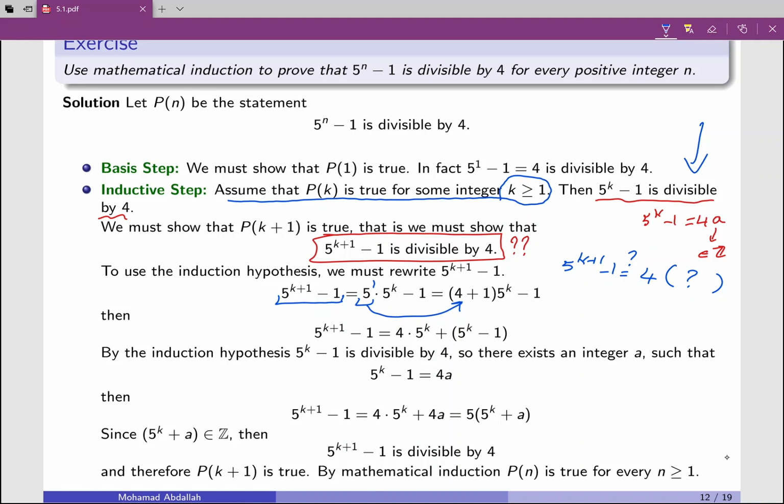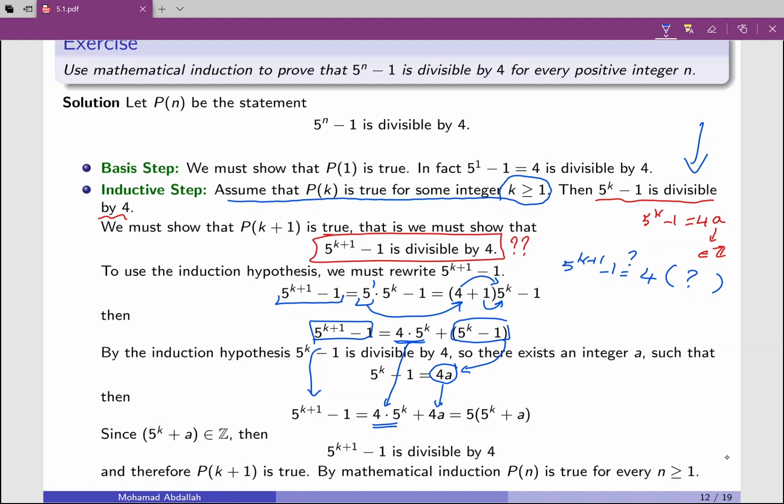Why is this helpful? Now expand. 4 times 5 to the power k is 4 times 5 to the power k, as you can see here. Now 1 times 5 to the power k is 5 to the power k, and so I was able to get that form, 5 to the power k minus 1. And this is 4a. So 5 to the power k plus 1 minus 1 is equal to 4 times 5 to the power k, the one that we have here, we just carry it down. And this becomes 4a, since we are writing 4a instead of 5 to the power k minus 1. Factor out the 4.